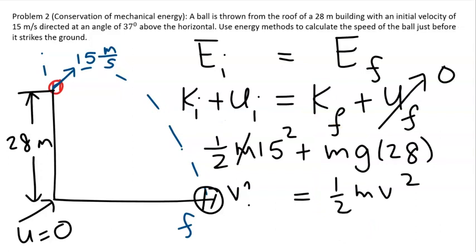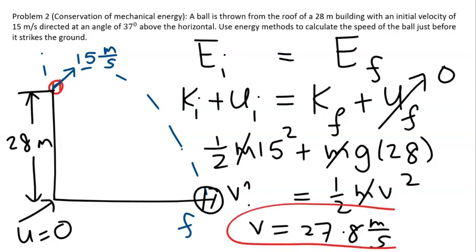The mass cancels, since all the terms have mass in them, and we can solve for the final speed, which is 27.8 meters per second. So that is the speed with which the ball strikes the ground, keeping in mind g is 9.81 meters per second squared.